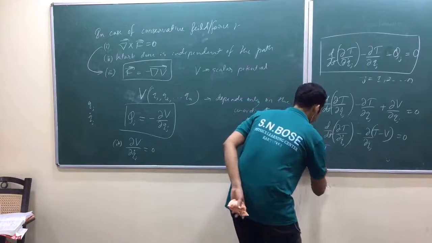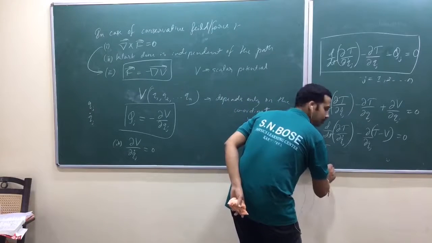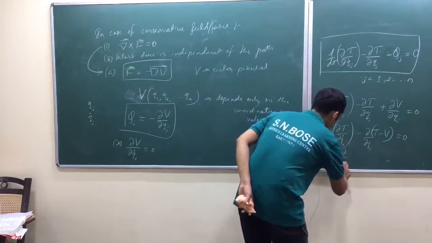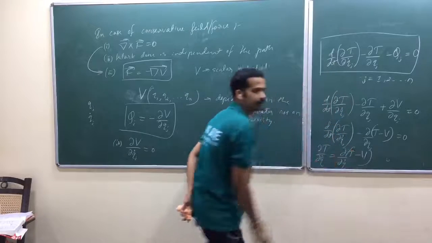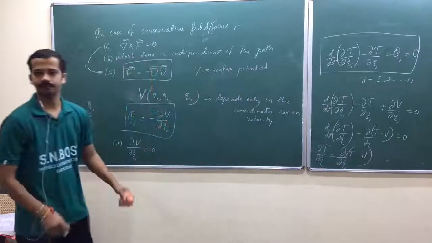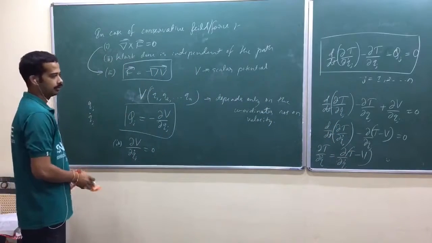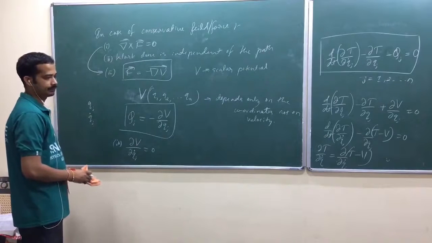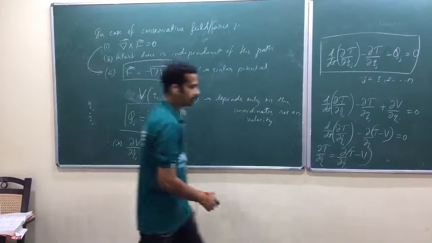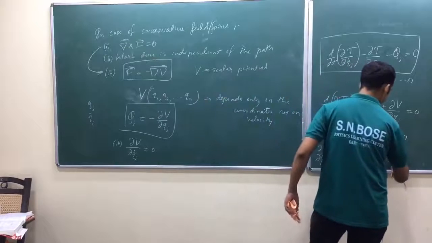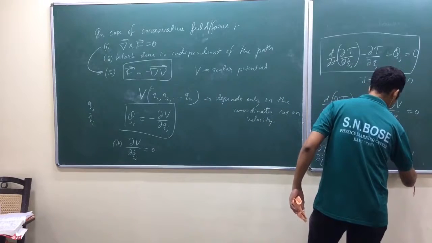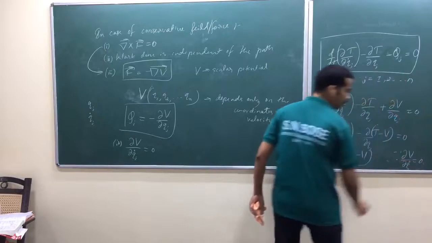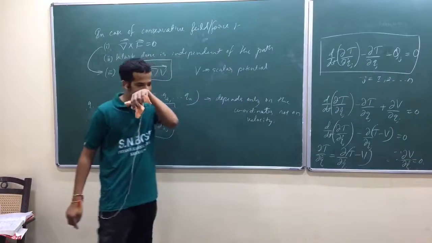Dou T by dou Qj dot, I'm writing it as dou by dou Qj dot of T minus V, because dou V by dou Qj dot equal to 0, no loss. Am I right? Why can I write like this? Because dou V by dou Qj dot is equal to 0. Write the reason.